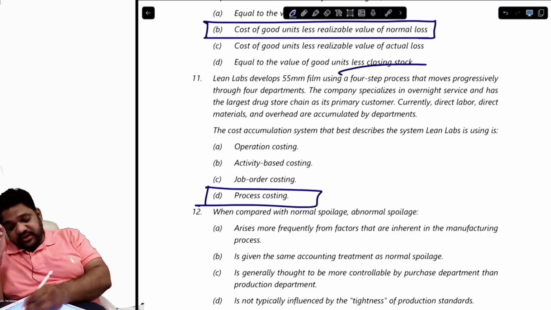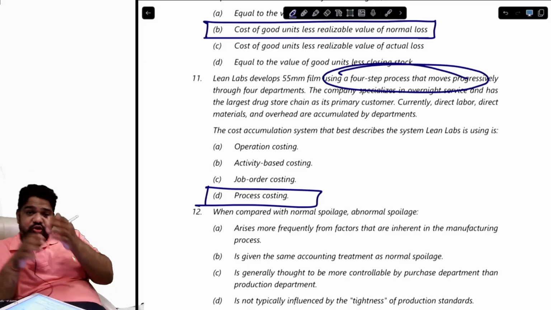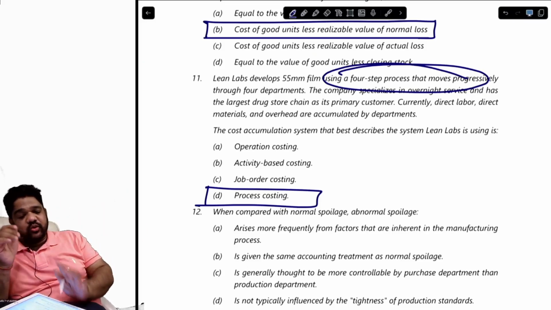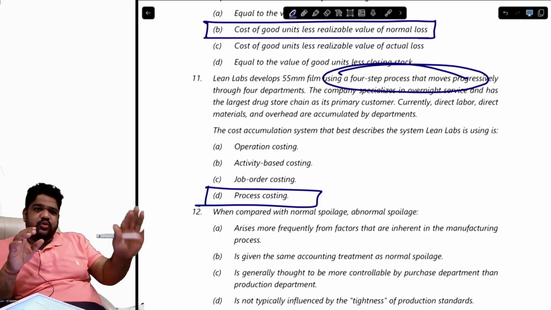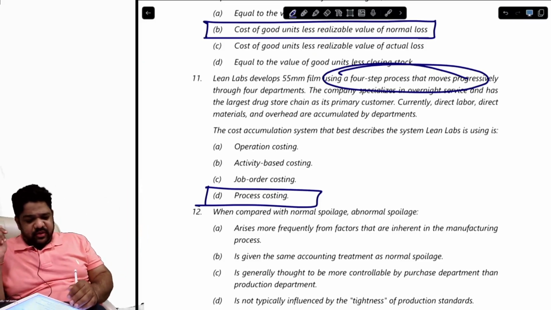Why? Because it is a four-step process. Each of the process is accumulating their own cost. That is what you do under process costing. You have process one cost in process one, process two cost in process two, so on and so forth. Correct now?